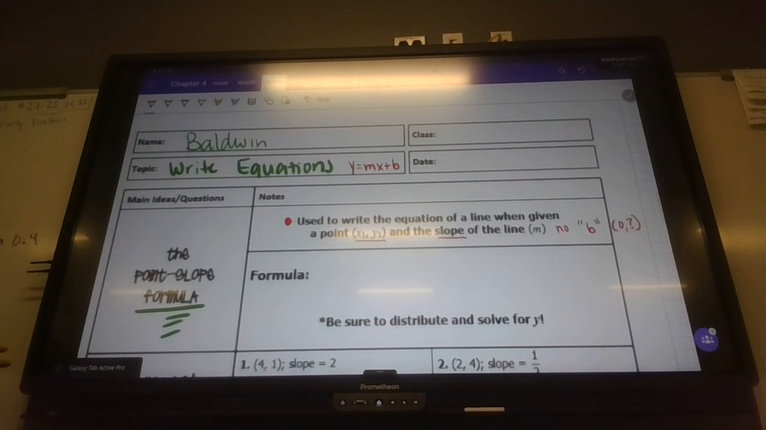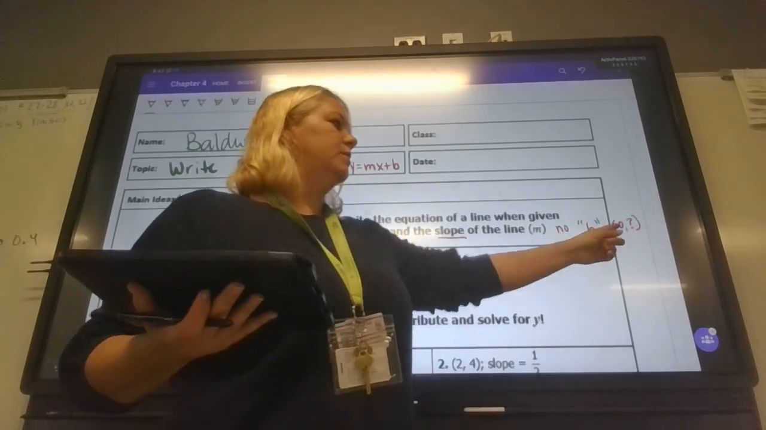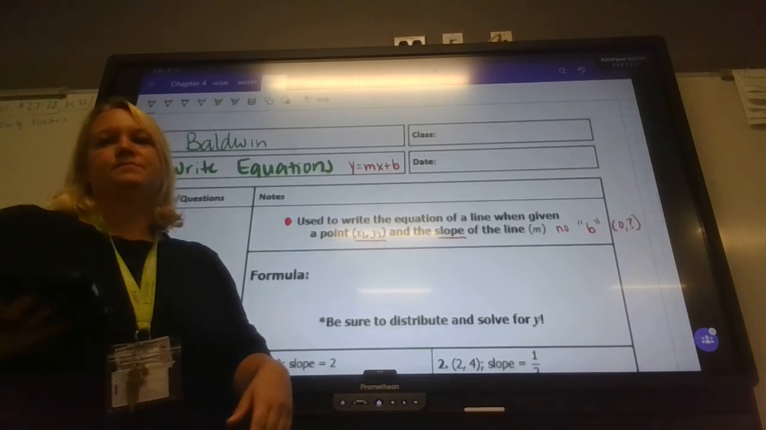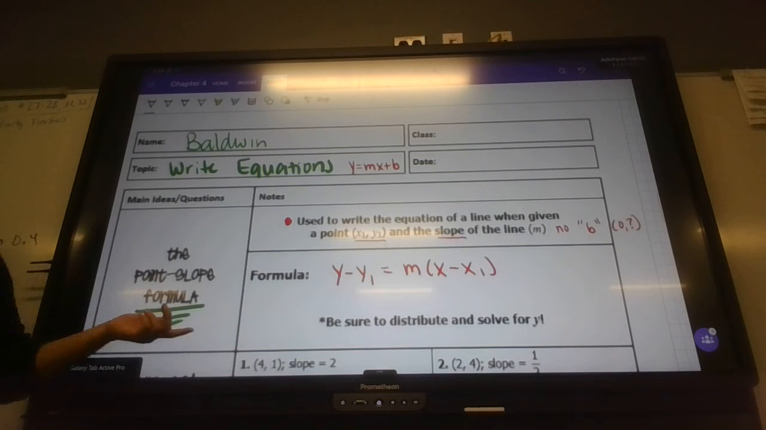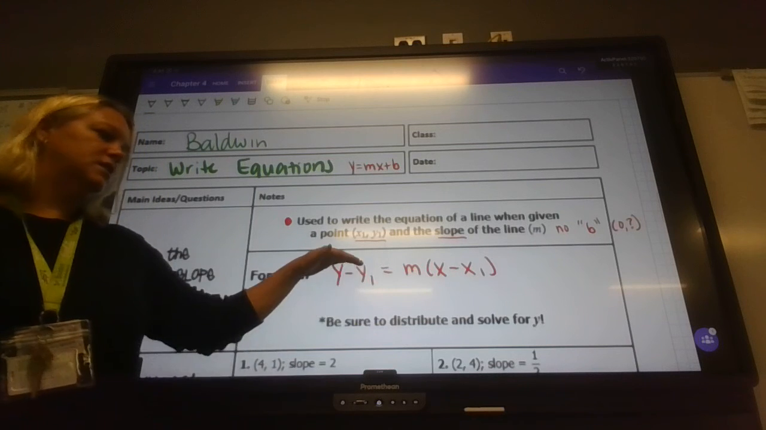So when we were writing all those equations, we kept plugging in the b with the 0, but what do you do if they don't give you that, the y-intercept? You're going to use this formula: y minus y1 equals m times x minus x1. Actually, it's just like the slope formula, but the denominator is on the other side.